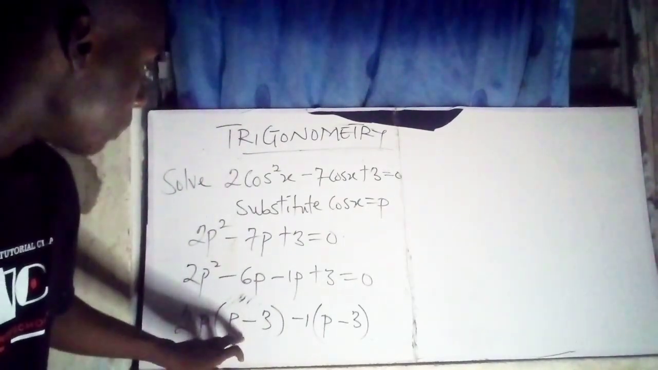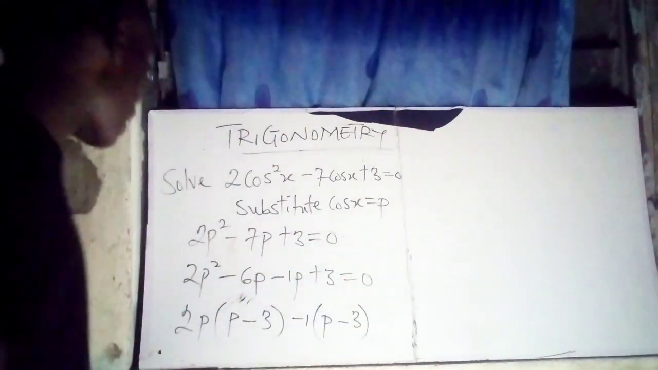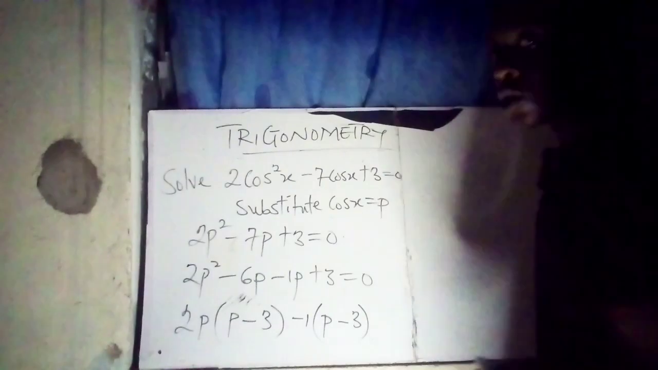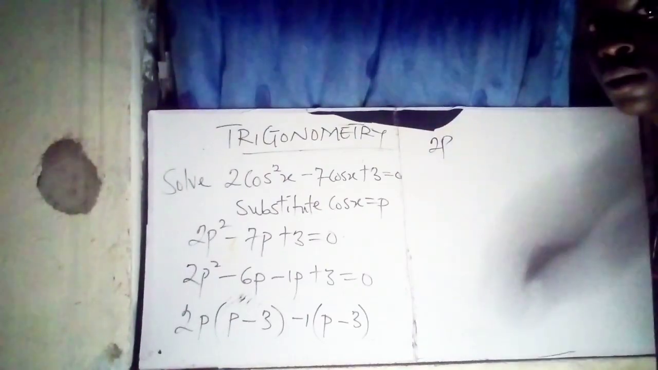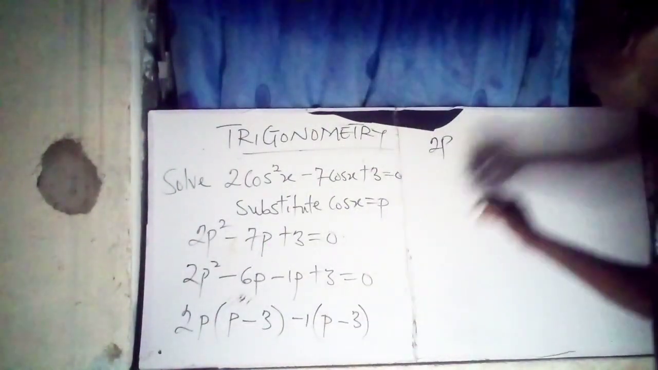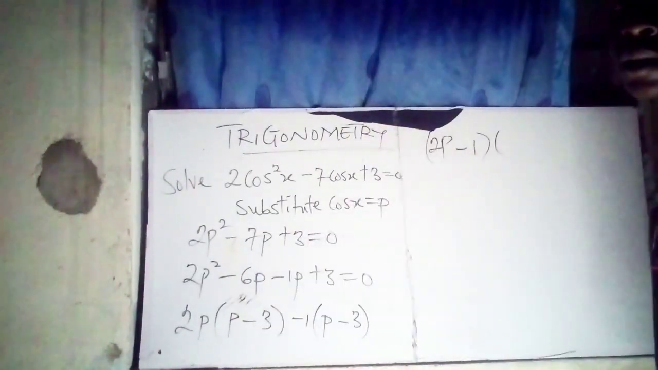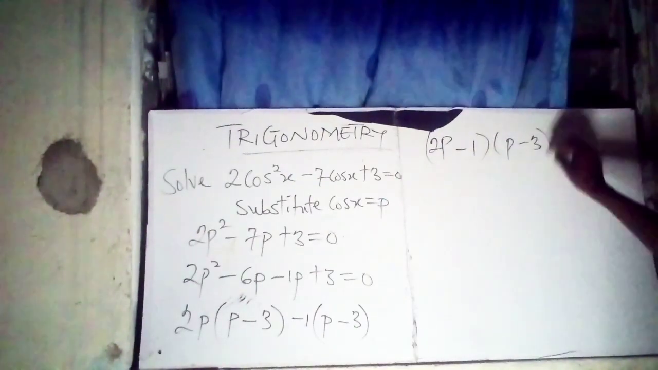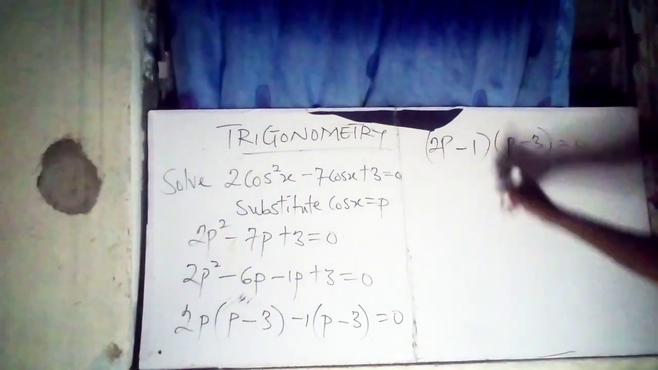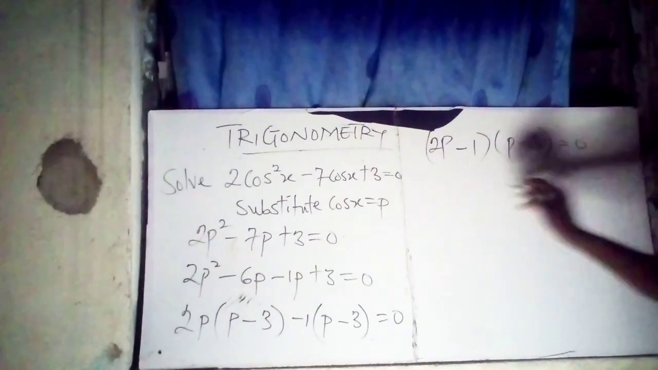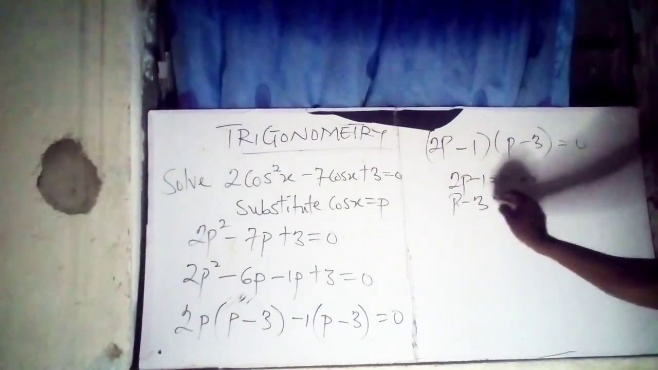So therefore I'm going to pick one of the values from here, and I'm going to the next side of the board. So it's going to be 2p minus 1 or p minus 3 equal to 0. Remember, it's equated to what? 0. So from here, I will then say 2p minus 1 equal to 0 or p minus 3 equal to 0.